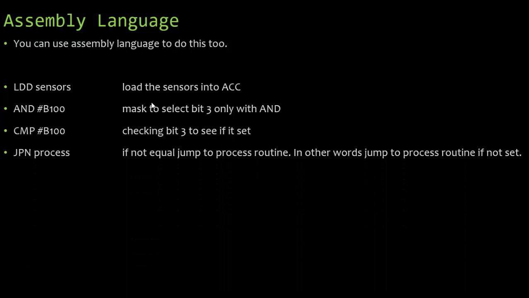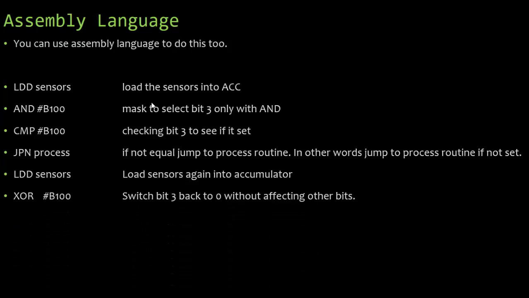Then after the compare, we're going to use that jump process. We're going to have JPN. If not equal, jump to a process routine. In other words, jump to a process routine if it's not set. Then we have LDD sensors. We're going to load sensors again to the accumulator. We're going to check and make sure they're all at 0. We're going to switch 3 back to 0 without affecting the other bits.